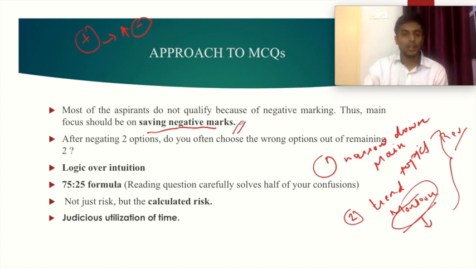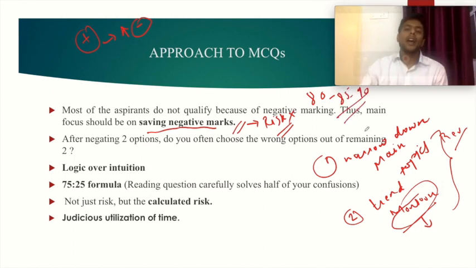So, saving negative marks. But when I say saving negative marks, it does not mean you should not take risk. You have to take risk, because most of us would be attempting 80, 85 to 90 questions. If you want to attempt this many questions, you have to take calculated risk. I will talk about that in later points. But the first focus should be on saving negative marks.